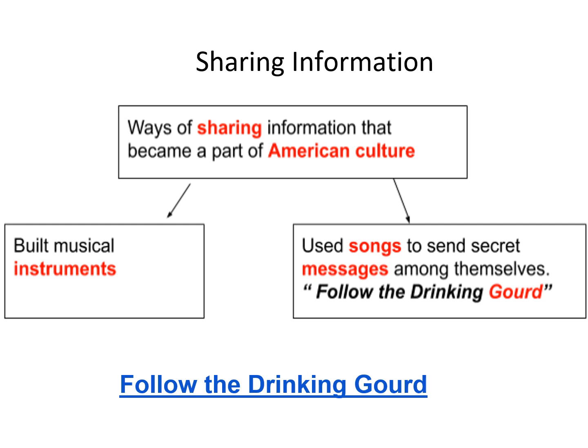And they used these songs to send those secret messages among themselves. One of the real popular ones was called Follow the Drinking Gourd. And in class, I'll play this song for you. It was a really popular song, and there were hundreds of songs like this that carried those secret messages that only the slaves really knew what they meant.